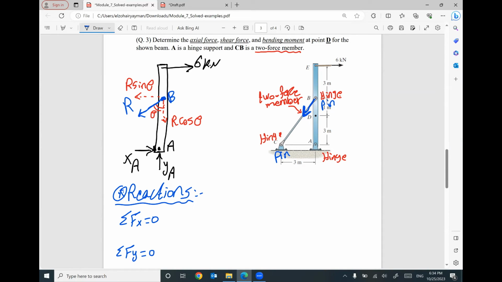That makes sense? Since this reaction is inclined, we cannot work with it as it is. So I will break it into two components, one horizontal and one vertical, using this angle. Before going on, I would like to highlight something. This angle theta is inside a right-angle triangle. The horizontal length is 3 meters. The vertical length is 4 meters. That means the hypotenuse will be 5. So sine theta is 3/5 and cosine theta is 4/5. That makes sense?